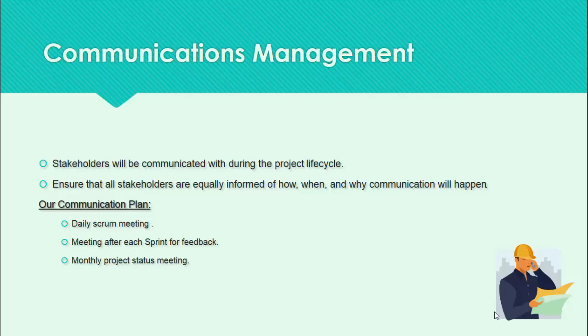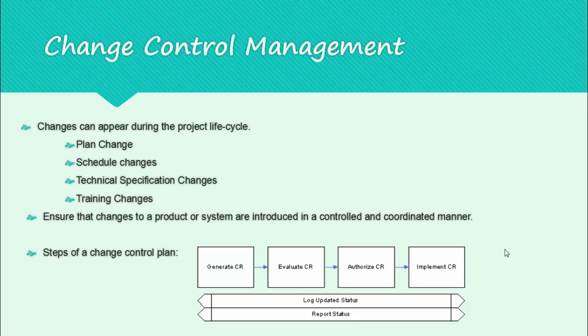Also, we have monthly project meetings. So changes can appear during the project lifecycle, such as plan changes, schedule changes, technical specification changes, and training changes. We ensure that changes to a product or system are introduced in a controlled and coordinated manner. The steps of a change control plan: first, we generate a change review, evaluate it, authorize it, and finally implement it.